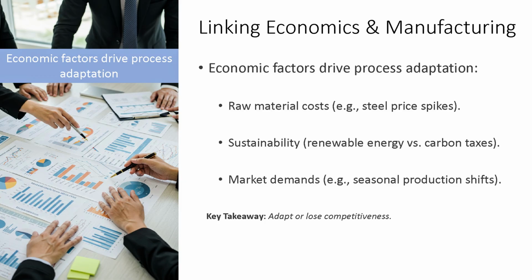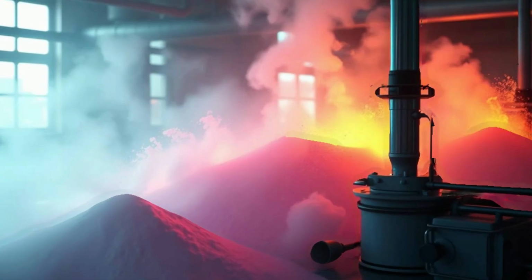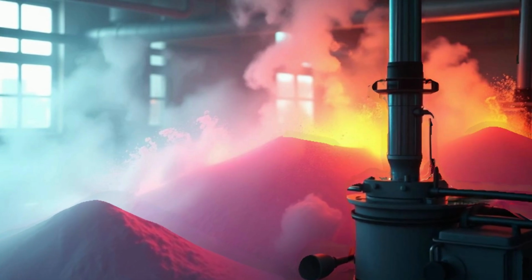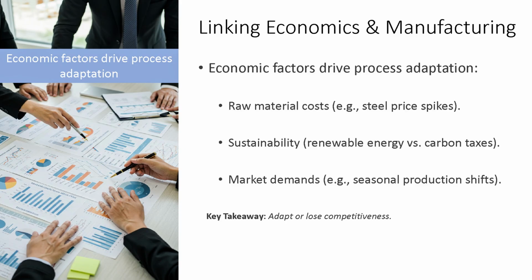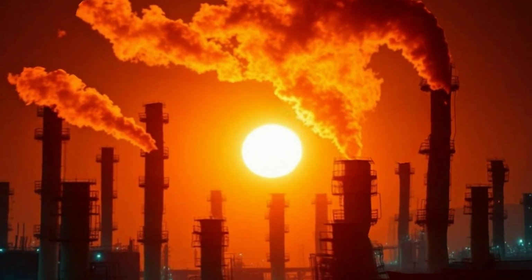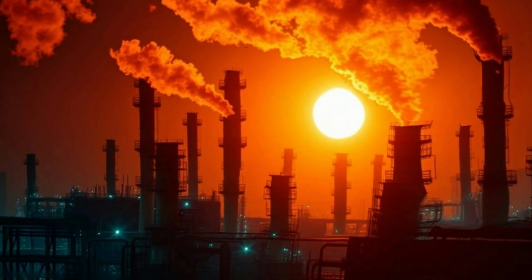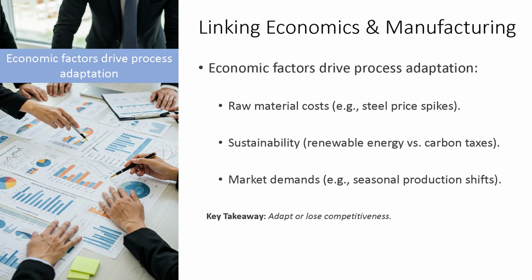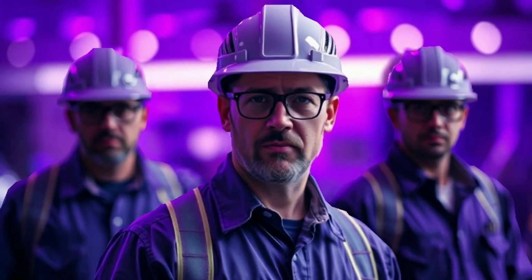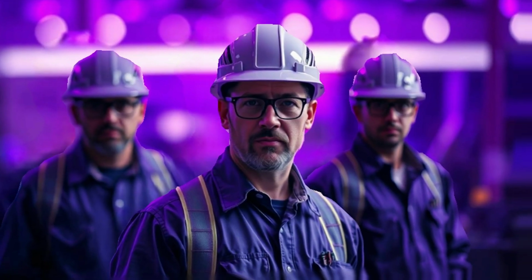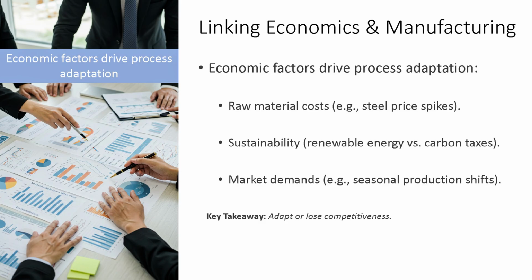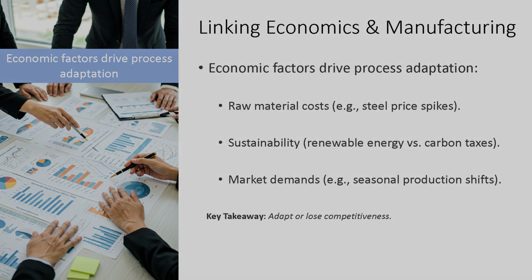Number two, sustainability pressures. A cement plant might invest in renewable energy, not just to go green, but to avoid future carbon taxes. What seems costly today could save millions tomorrow. Number three, market demands. Seasonal shifts, like holiday toy rushes, force factories to scale production up or down. Ignoring these trends risks overstocking or missed sales. So, what is the main takeaway here? Adapt or lose competitiveness. Companies that fail to align processes with economic realities get left behind.